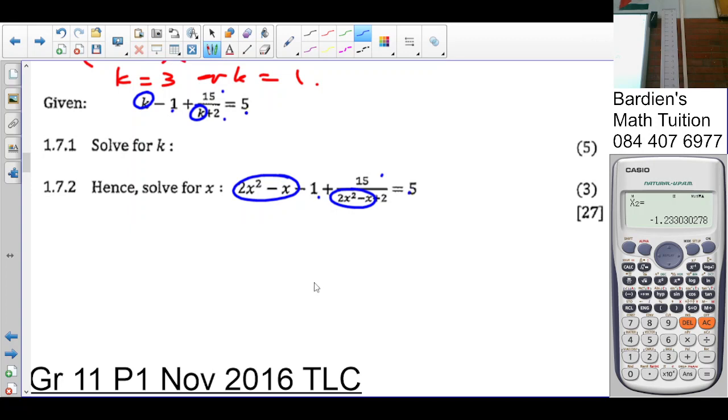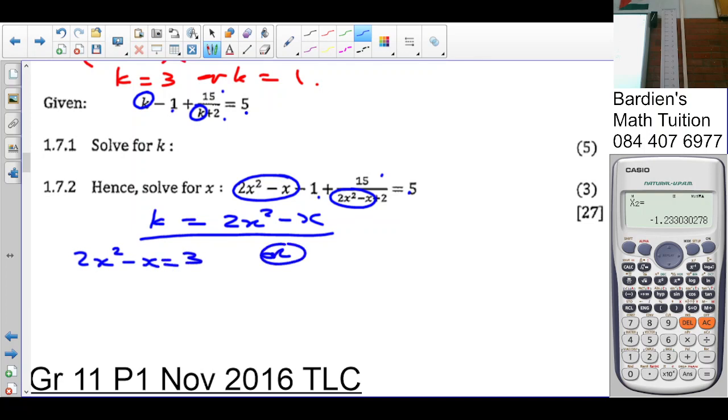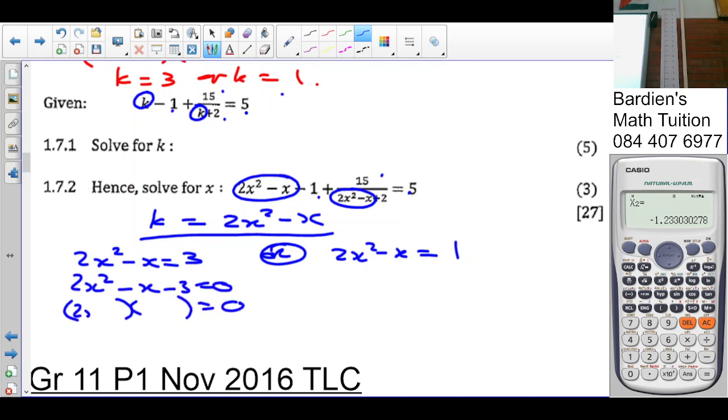So what do we say? We can say that k is actually equal to 2x squared minus x. Because now, what is k from the previous solution? 3. So 2x squared minus x equal to 3, or 2x squared minus x is equal to 1. Becomes an equation again. So 2x squared minus x minus 3 is equal to 0. Trinomial 2x, x, 3, 1. So it will be minus and plus. So x equal to 3 over 2, or x equal to negative 1.